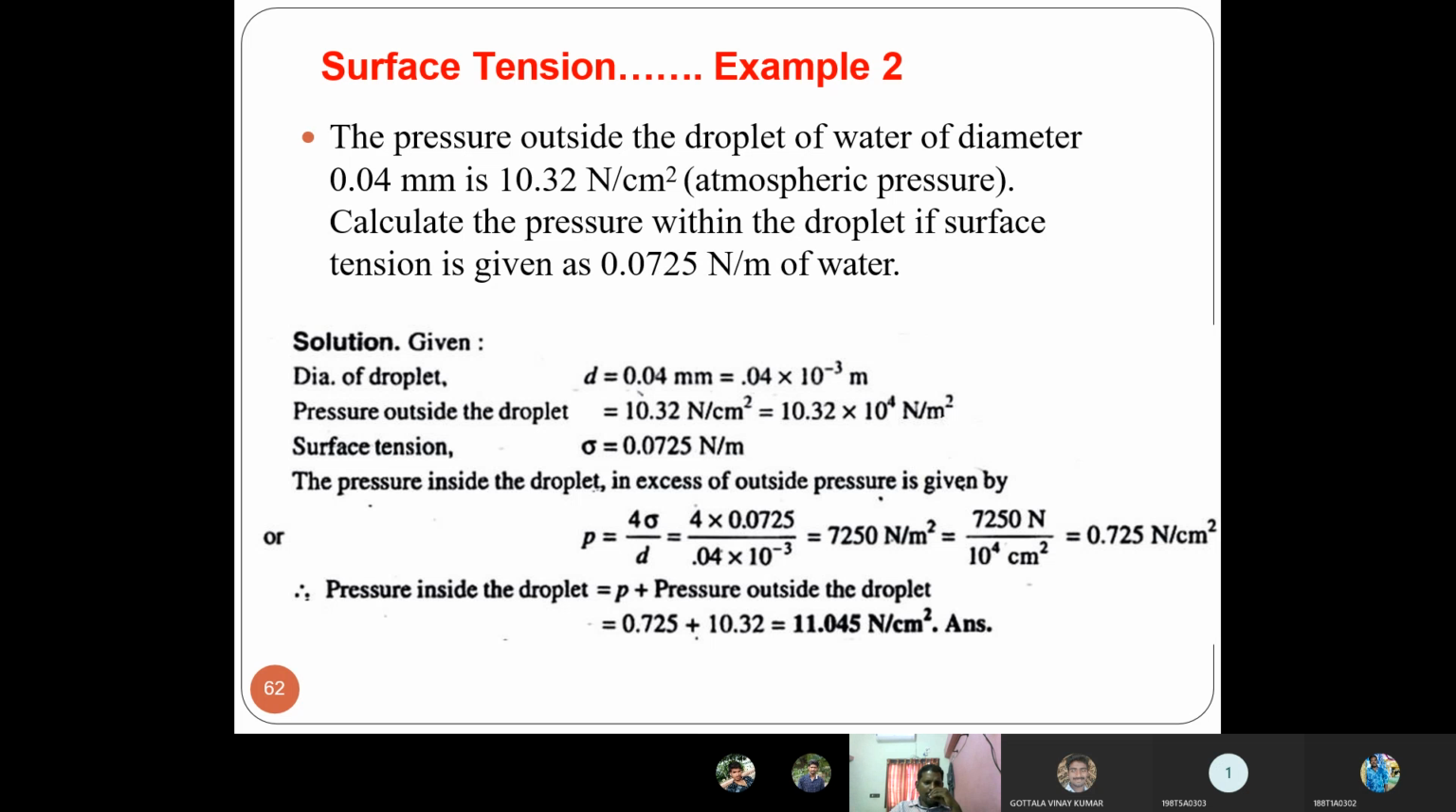So the pressure inside the droplet is equal to pressure P plus the pressure outside of the droplet. Outside of the droplet is 10.32, given in the problem, the atmospheric pressure. The excess pressure is 0.725 and the outside pressure is 10.32. So what is the total pressure? 11.045 Newton per centimeter square. This is the problem.